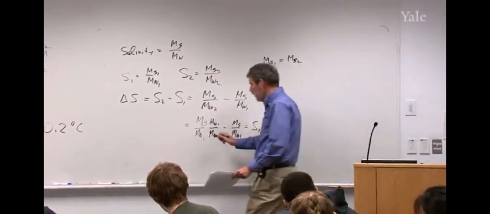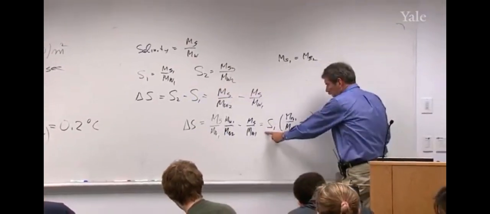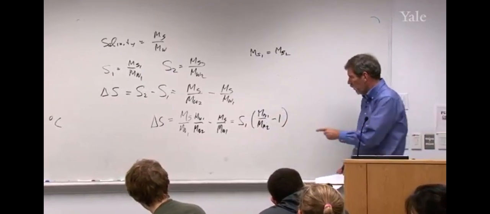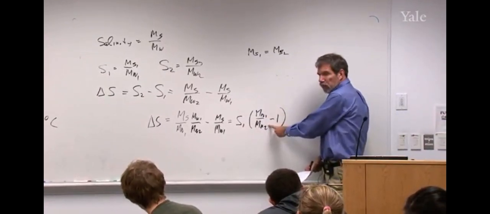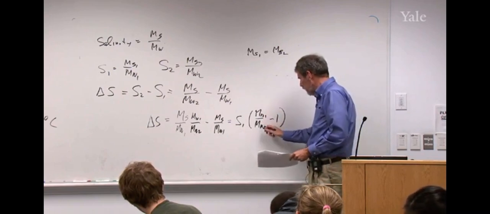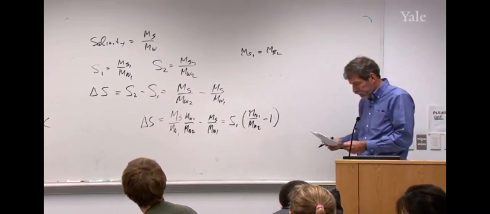So the change in salinity is related to the salinity you started with plus the ratio of the fresh water you started with to the fresh water you ended with. That's an M sub W sub 1 and an M sub W sub 2, the fresh water that you have.